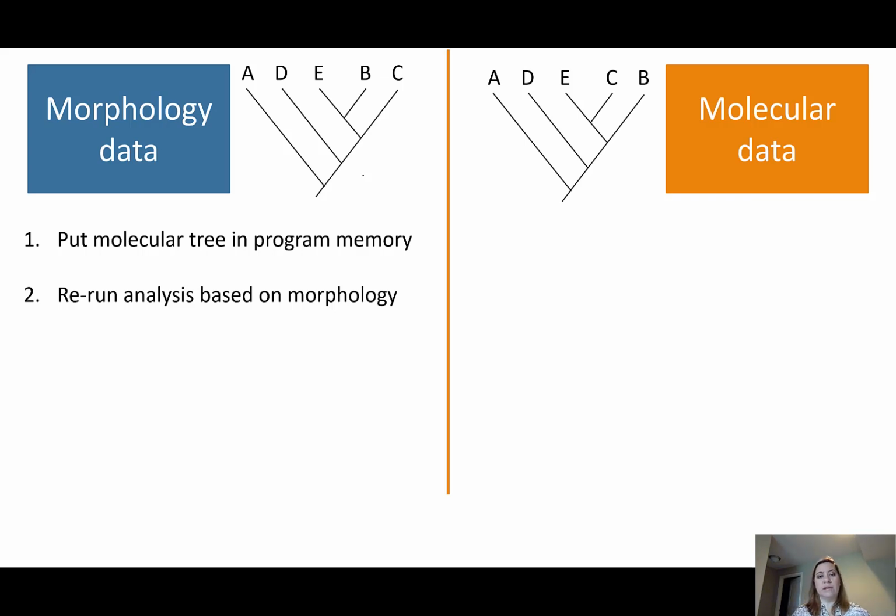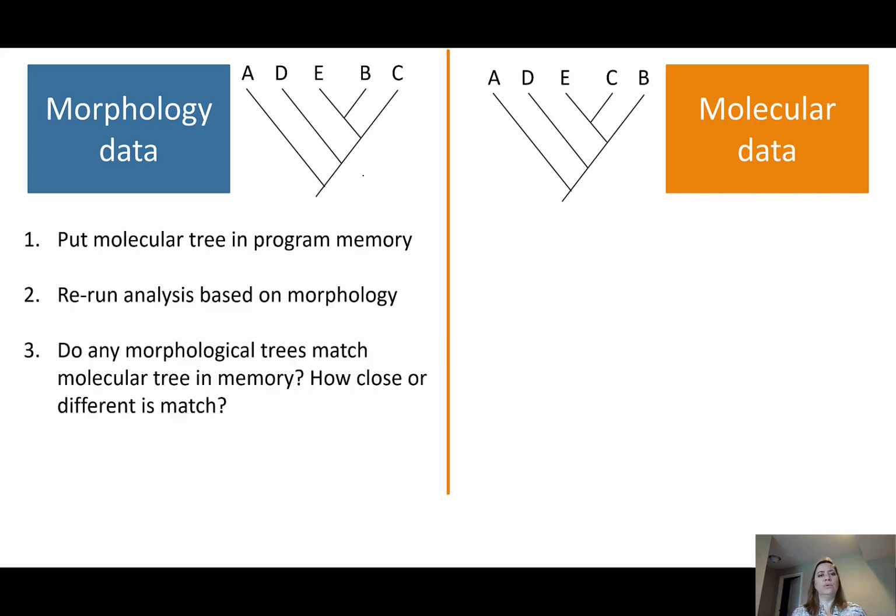So you keep the molecular tree in memory, which is the tree on the right, and you rerun the analysis with your morphological data set. The molecular tree that you're keeping in your program memory is called the constrained tree. So you rerun your analysis based on morphology. You attempt to see whether any of your morphological trees match the molecular tree in memory.